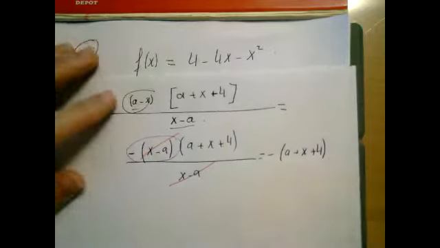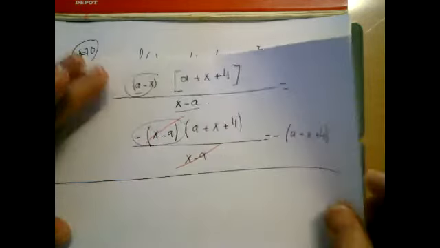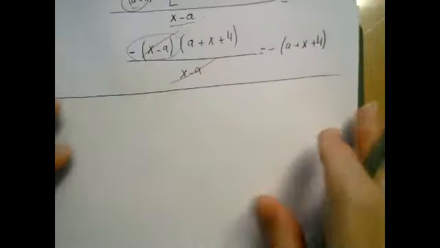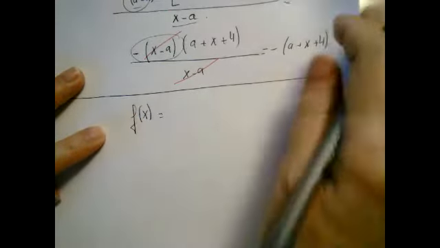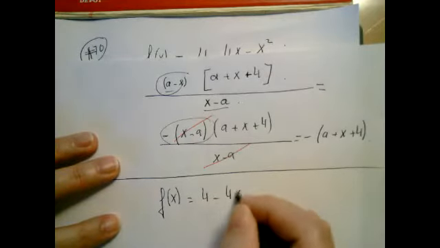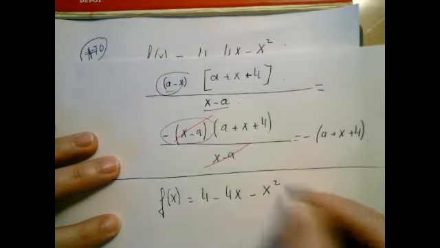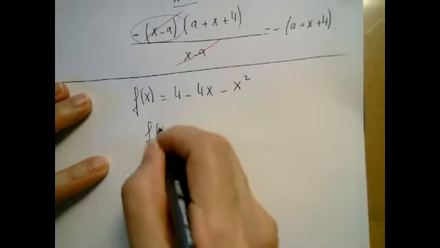Now, a small comment before I proceed. Let us interpret this difference quotient graphically. So I will rewrite the function. My function was 4 minus 4x minus x squared, and the difference quotient they want us to find is that.